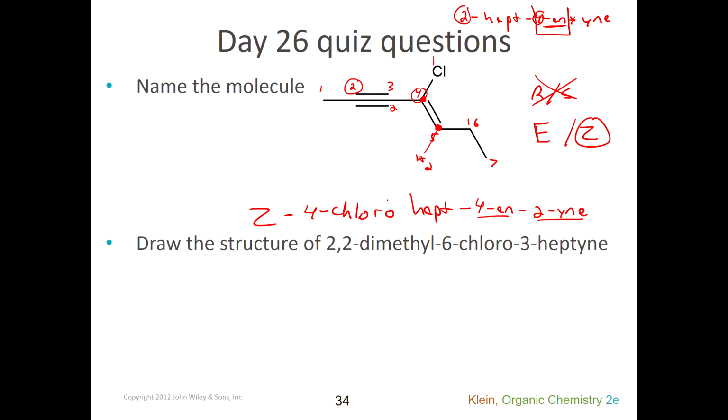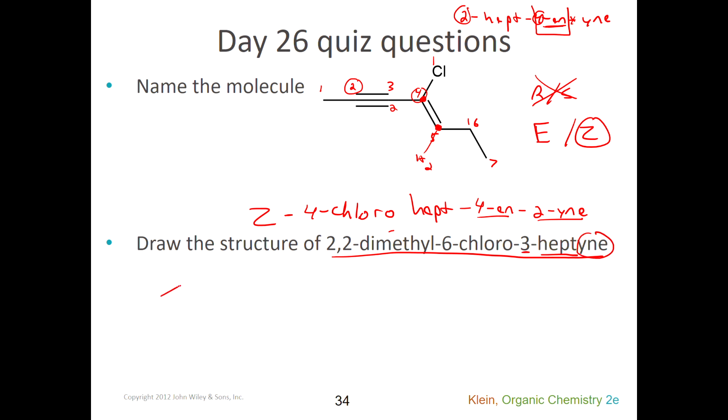If I give you the name, it's a bit easier. I noticed that this name is incomplete because there is a chiral center and I haven't told you whether it's R or S, so the best you can do in that situation is just to draw what you actually have information for. So hept is 7 carbons, and it's the third carbon that's going to have the triple bond.